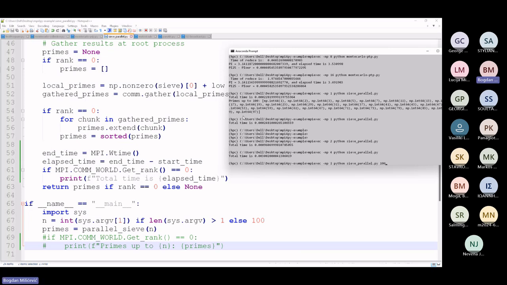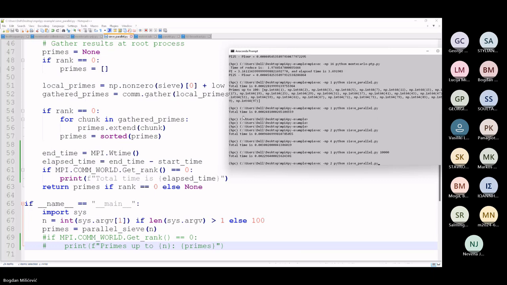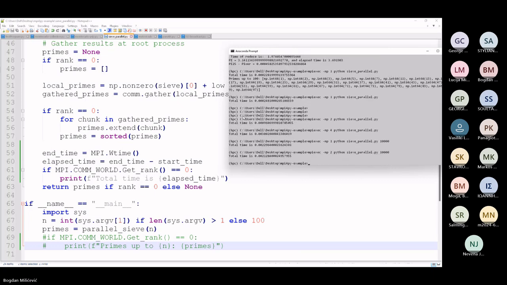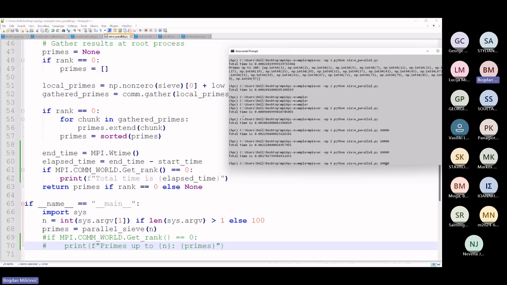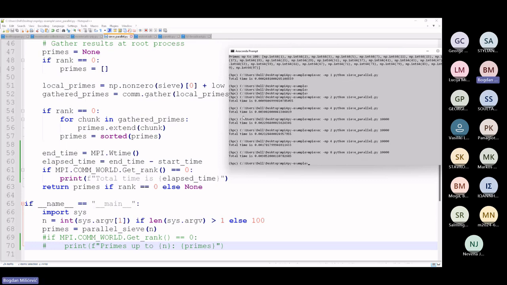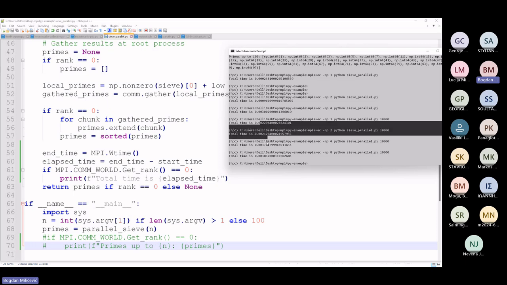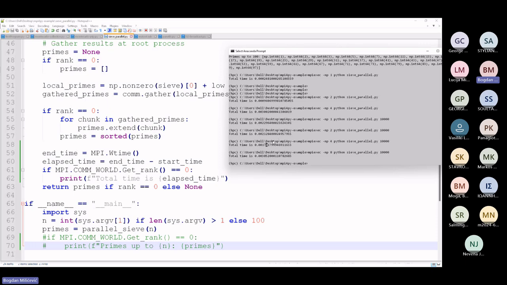Let's try to increase the problem. Let's try 10,000. Okay, so a bit faster with 2, but we expect it to be even slower with 4, right? Oh no, it's faster with 4, great. With 8. Okay, and with 10,000 numbers, what we can see here is we are decreasing little by little until 4, and then somewhere around 4 processes, we are starting to have an increase in time. We are losing a lot of time in communication between processes.